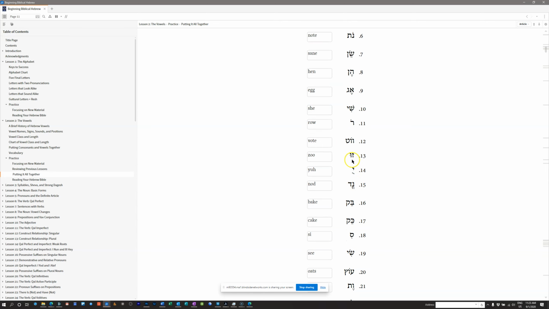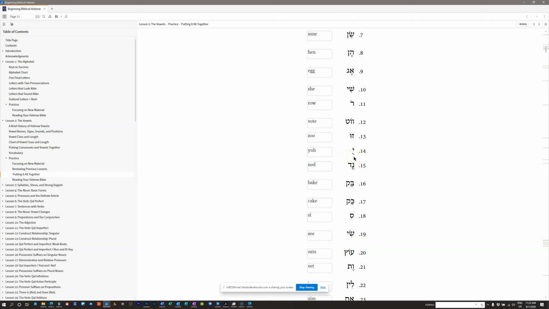Number 13, zu. 14, ya. Here for the kibbutz, I use that as in up. That shorter U sound, so I say ya. I think Futato probably just pronounces it like the Shurik, so he'd probably say you here. But for me, it's helpful pedagogically, as far as learning the language goes, to have a different sound for each vowel to help keep them separate.